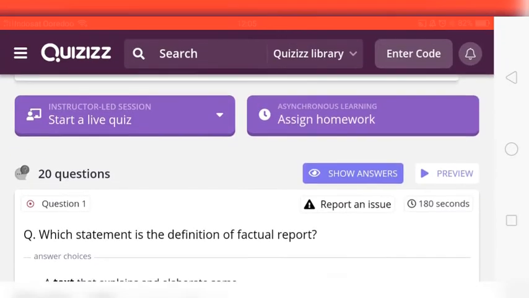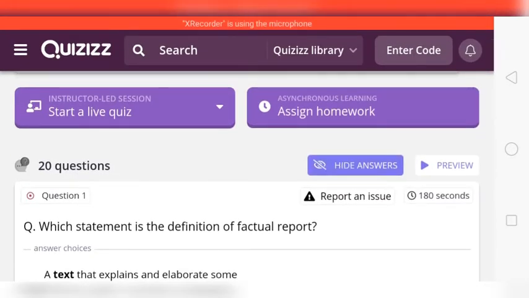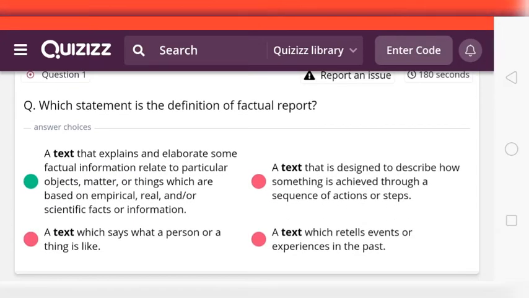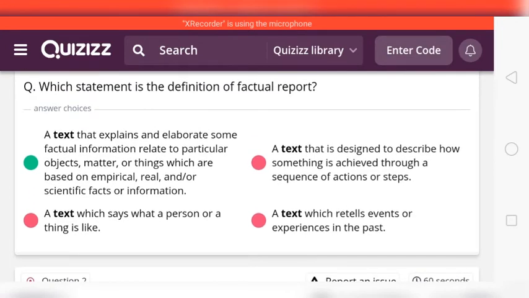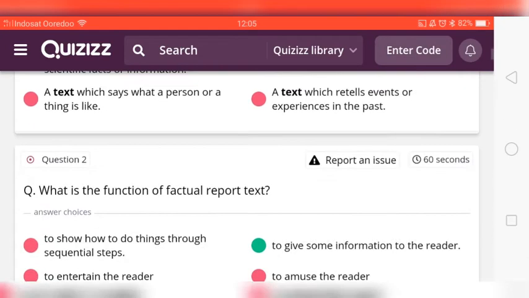So to check the answer, you click Show Answers and you will see signs colored green and red. For the green one is the correct answer and the red one are the incorrect answer. You can check it by yourself. Okay, the quiz is so easy, right?